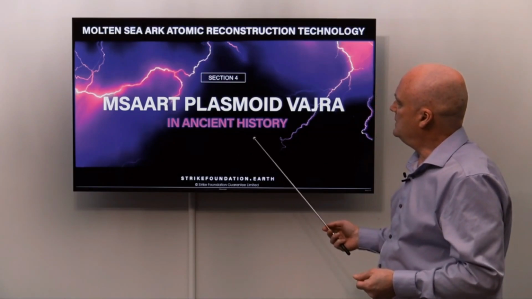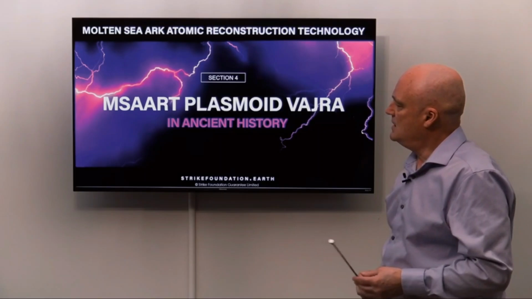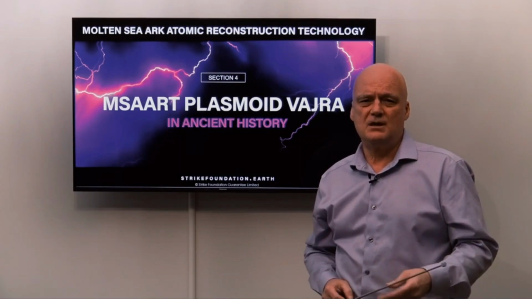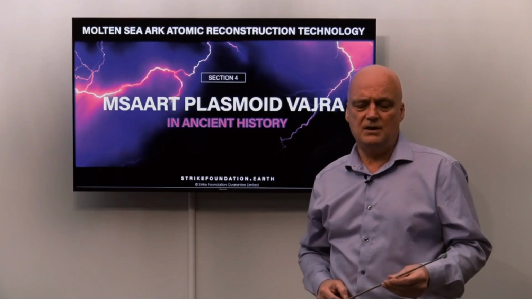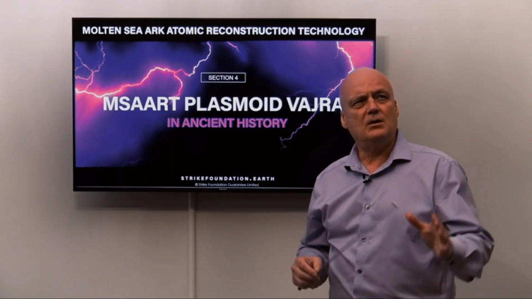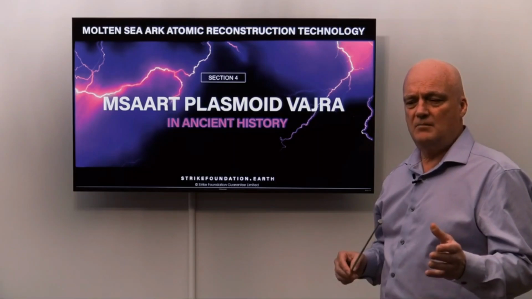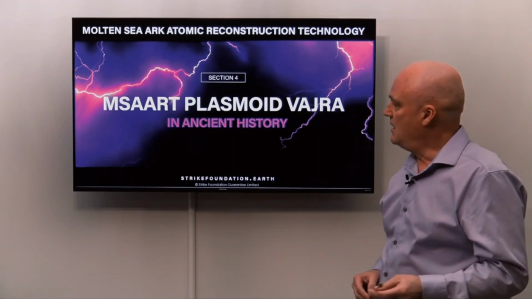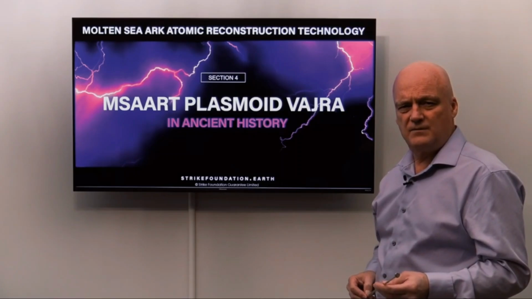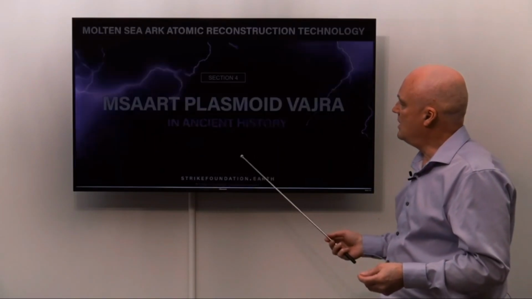So we'll be dealing with plasmoid Vajra in ancient history. We'll be going through the historical development through different cultures of the legend of the Vajra, which is an implosive device as opposed to our current explosive technologies, and that's why it appears that we lost it for a few thousand years, and now we've got it back again, and you'll see the first Vajra that has been built in modern times. So next slide, please.